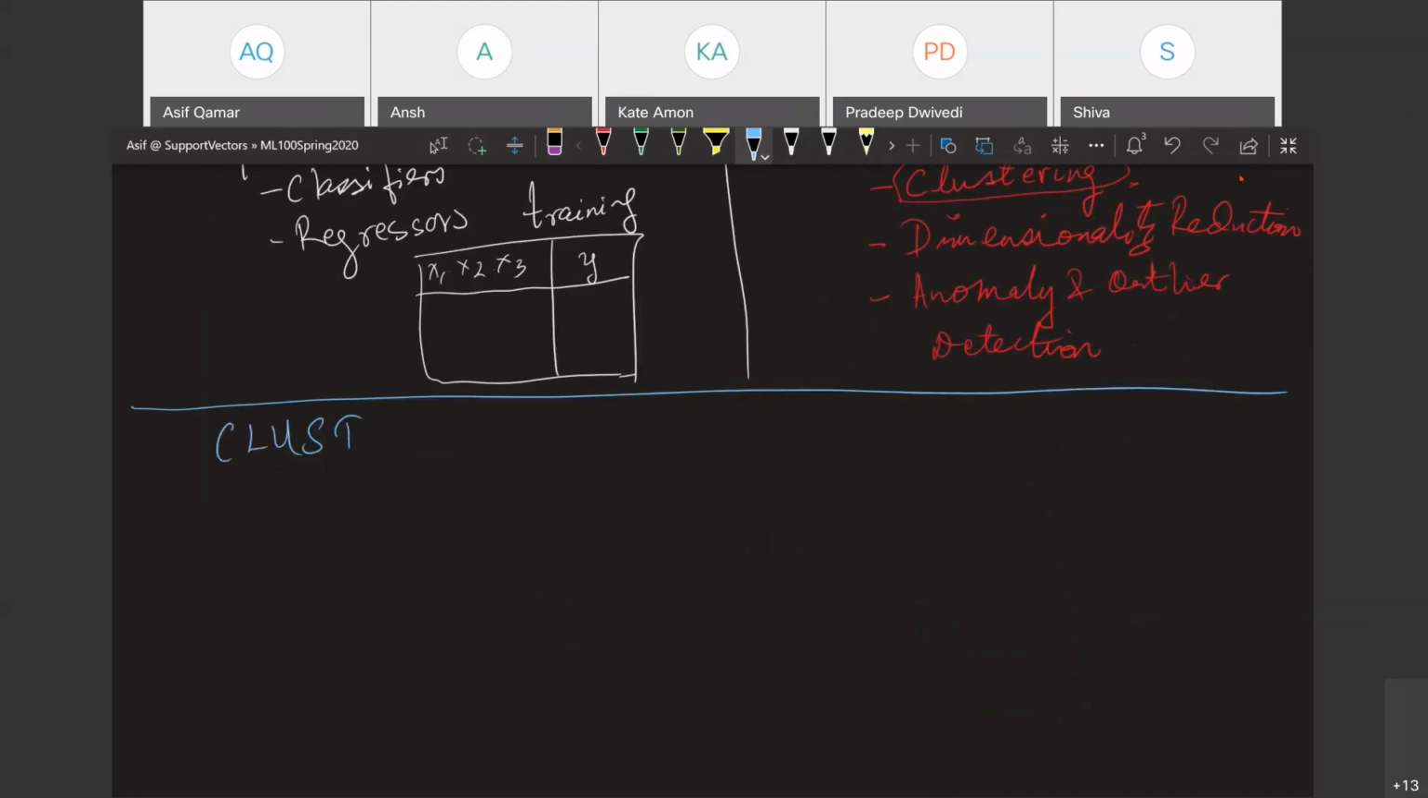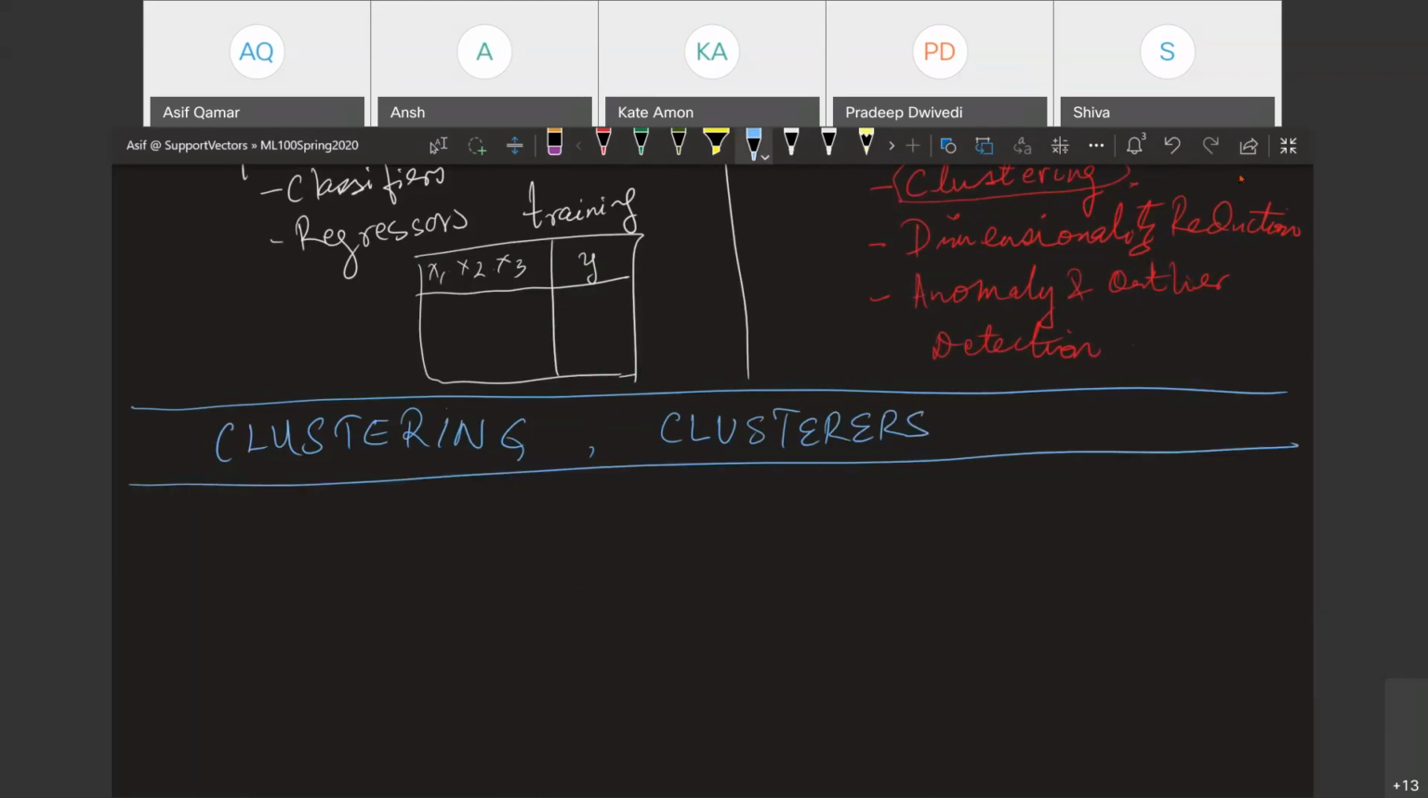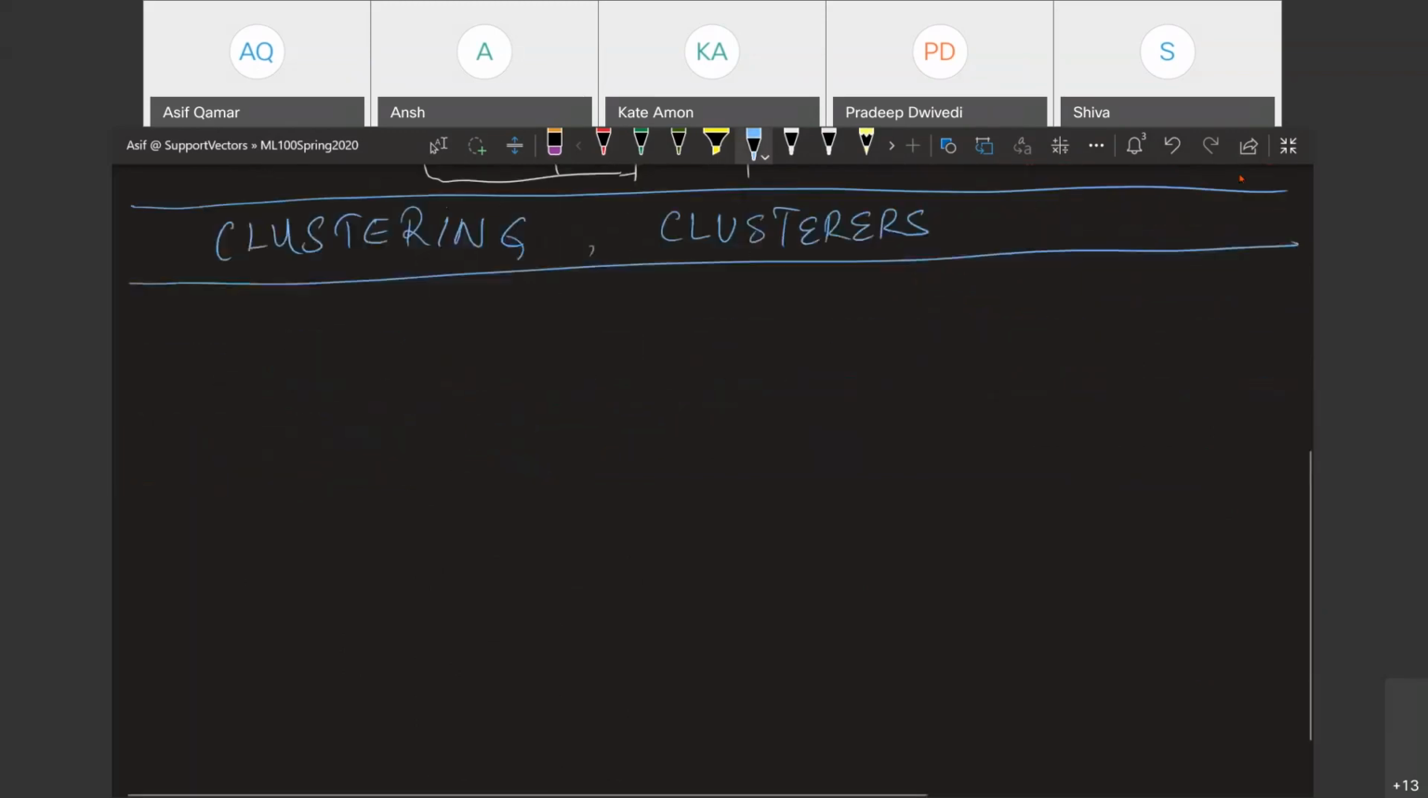So typically books call this clustering, and sometimes people call the algorithms that can do it clusterers, just like classification and classifiers. So what is this topic, clustering and clusters? To illustrate this, imagine that you are looking at this data. Let me create some data points for you.